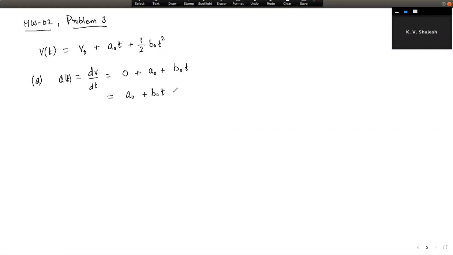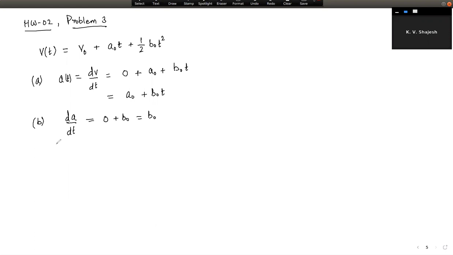So that's good. That's your acceleration. In part B, we are asked to determine the particle's rate of change of acceleration as a function of time. That means we have to take the derivative of acceleration again. So this is the derivative of acceleration with respect to time. The derivative again, a naught does not contribute, so that's 0 plus b naught. That's equal to b naught itself. That's your rate of change of acceleration.